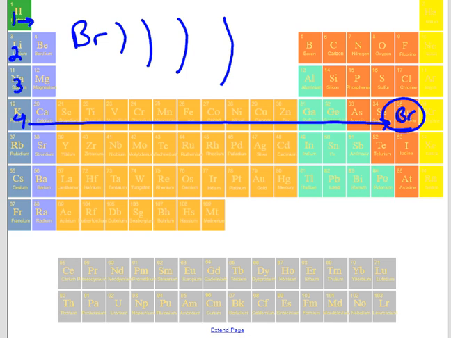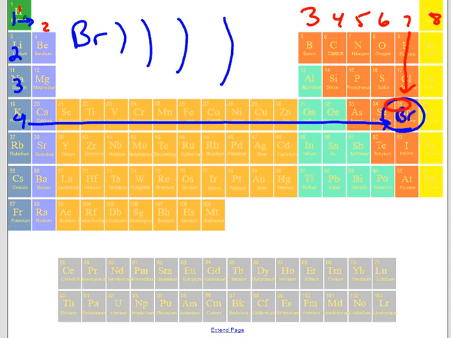Bromine is in family number 7. Family, so go vertically, 2, 3, 4, 5, 6, 7, 8. Because of that, there will be 7 electrons in bromine's outer shell. I also know that I will have a total of 35 electrons because we're at atomic number 35. So counting each square in order until I get to bromine.